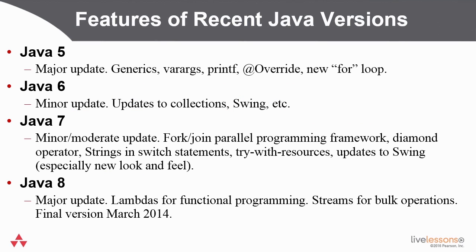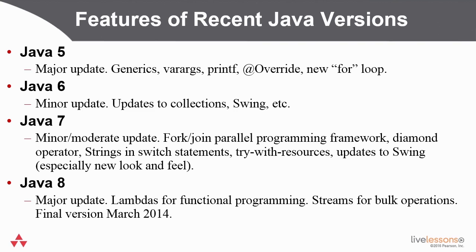Speaking of Java versions, let's give a quick summary of how Java has evolved over the last 10 years. Java 5, aka JDK 1.5, was a major change to Java. It introduced generic types, it introduced printf, it introduced @Override, and it introduced what then was the new for loop, which is now the standard for loop. All of these things are still important in Java, and we'll discuss them in upcoming sections.